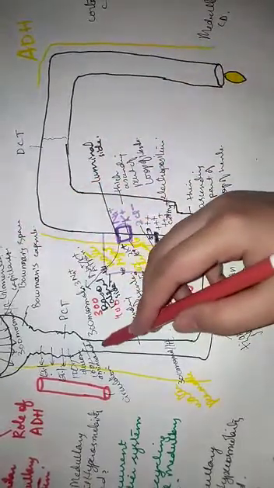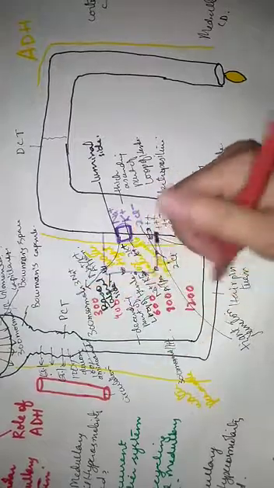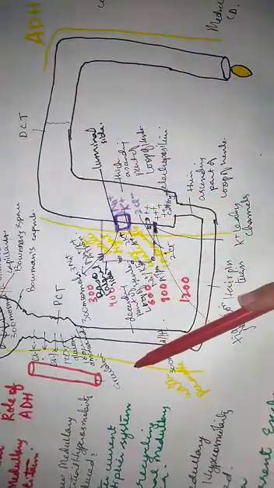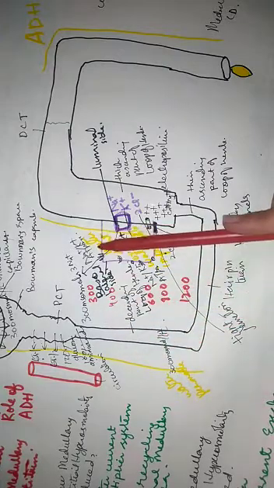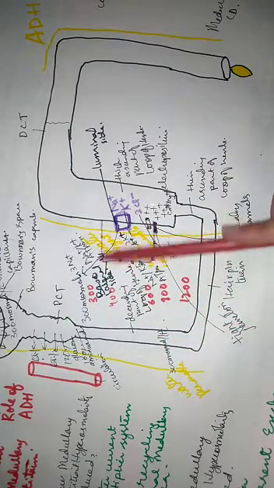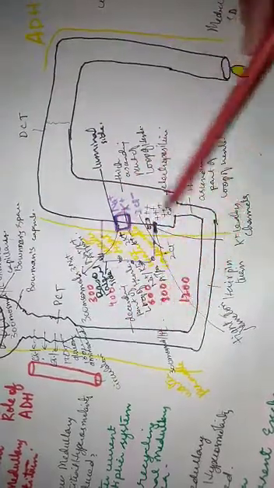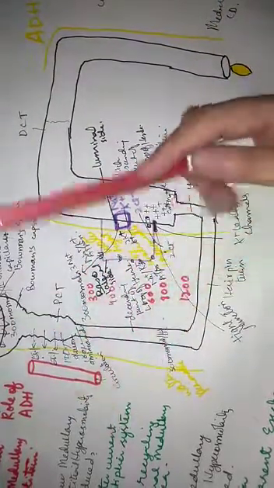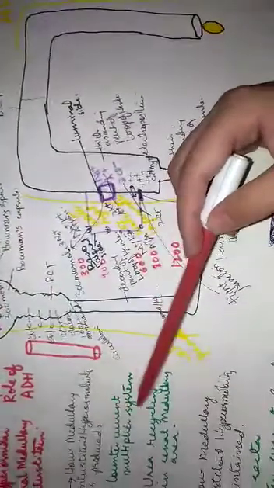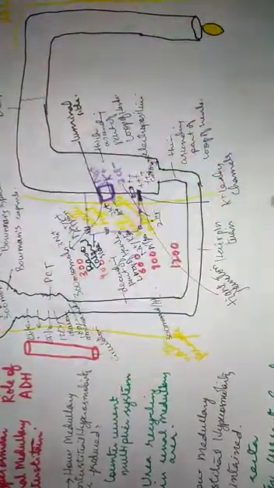and then this system is repeated again and again in order to equalize the whole system here, of this water permeable and impermeable system. This system is repeated again and again in the loop of Henle. So this complete system is known as the countercurrent multiplier system.